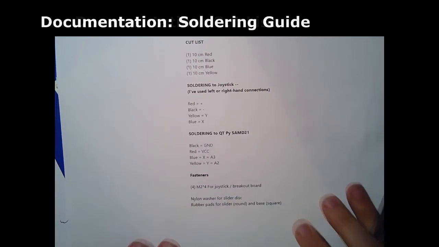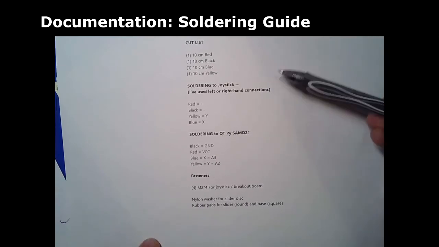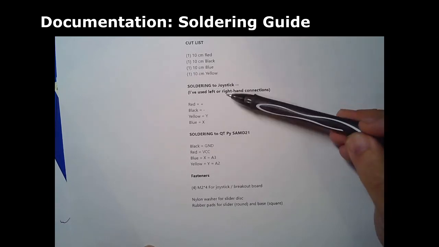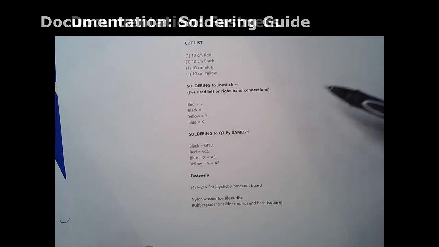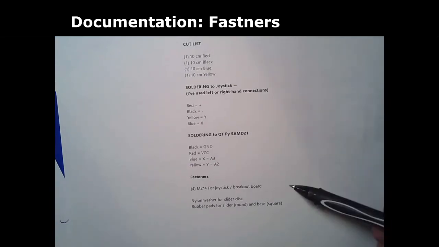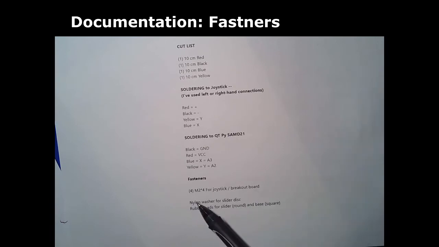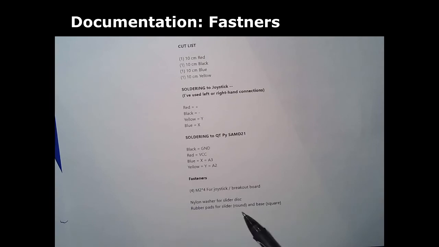Also include a high-level soldering guide. So in this case, there are components that are soldered to the joystick and soldered to the microcontroller. This is the mapping between the colors of the wires and the different pins on the controllers. And fasteners. So any fasteners you use, I put the kind of fastener, where it goes, and any additional things like nylon washers or rubber pads.